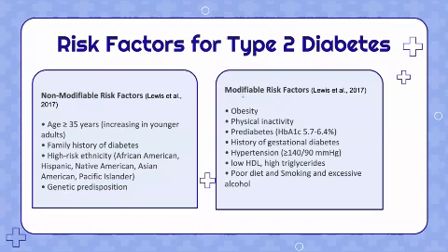And let's go over to the modifiable risk factors according to the Lewis textbook. It's obesity, physical inactivity, pre-diabetes, history of gestational diabetes, hypertension that is greater than 140 over 90 mmHg, and also low HDL or high triglycerides, poor diet, and smoking and excessive alcohol.